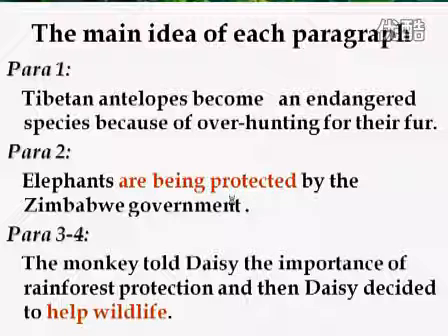The monkey told Daisy the importance of rainforest protection, and then Daisy decided to help wildlife. So Daisy learned the importance of protecting wildlife, right? Okay, now we talk about what Daisy has learned from her travel. So what things had Daisy learned?